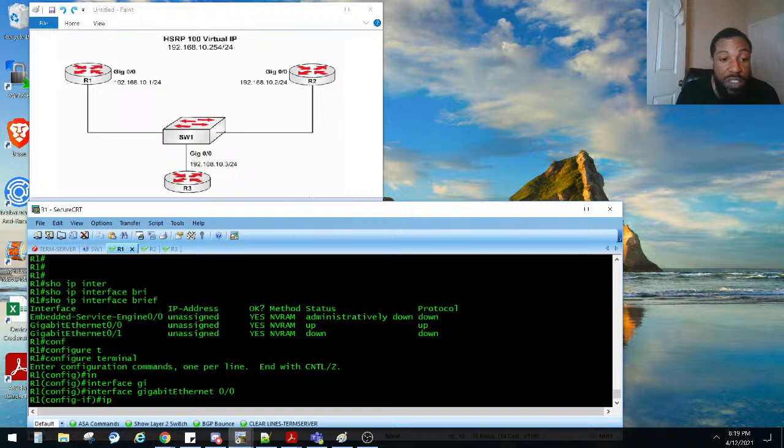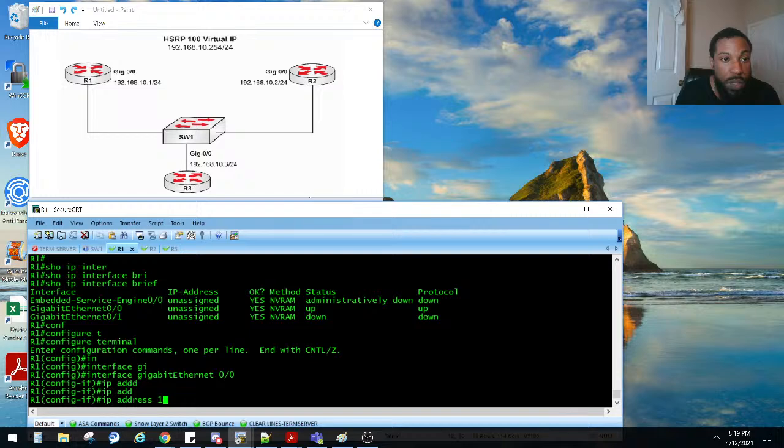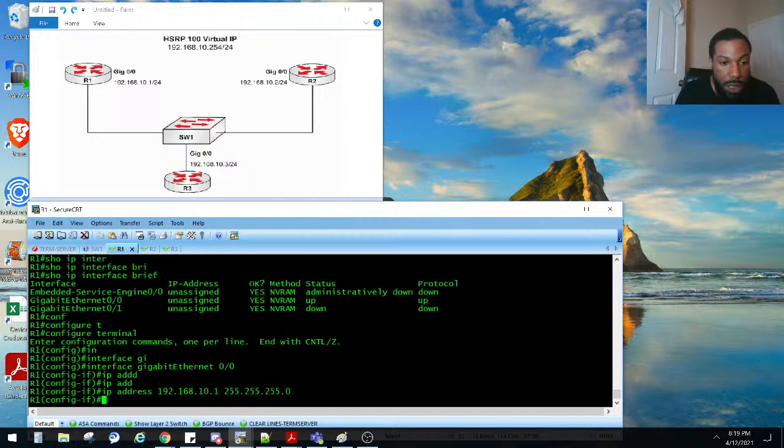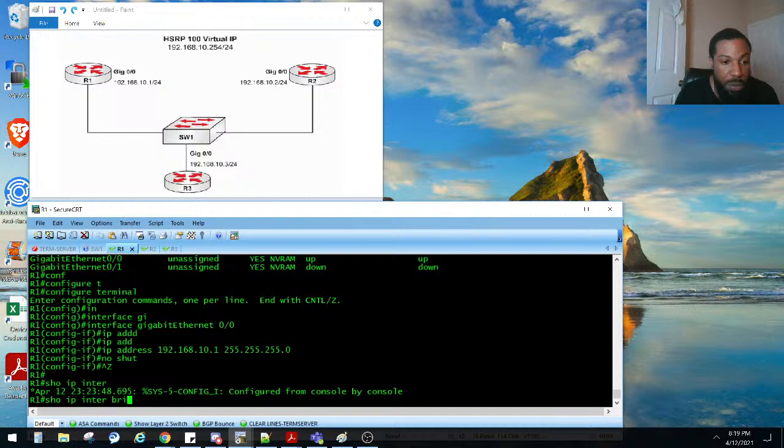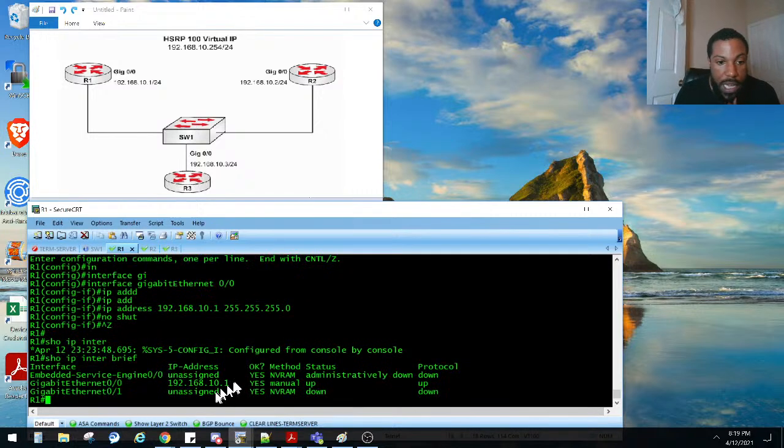You might have fast Ethernet interfaces, or address 192.168.10.1, subnet mask of /24.0. No shut, that bad boy. Oh, he's already up, so we can verify our work. Show IP interface brief and 10.1, and he's up.